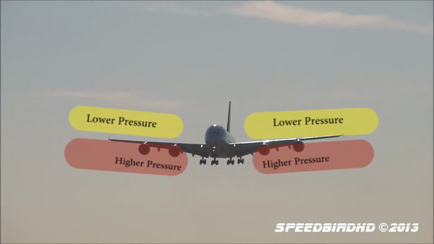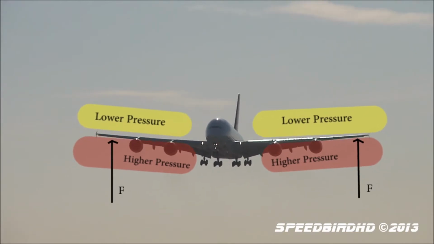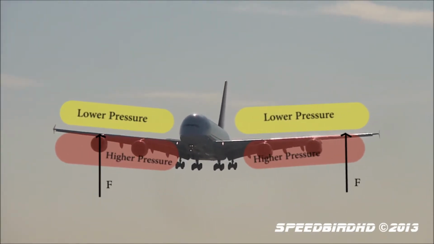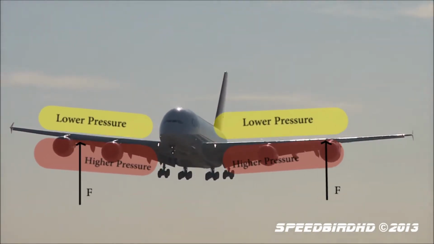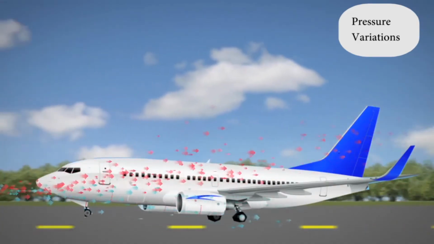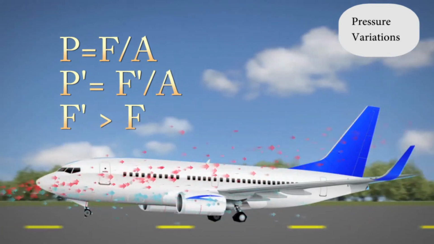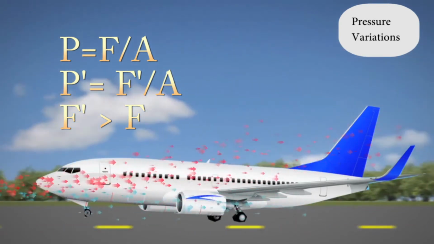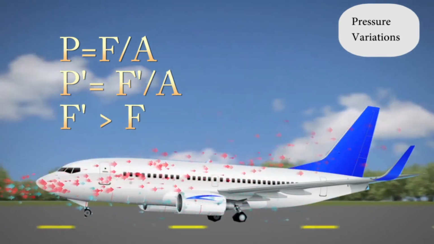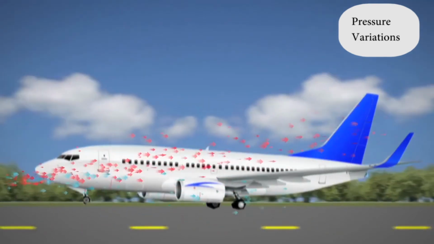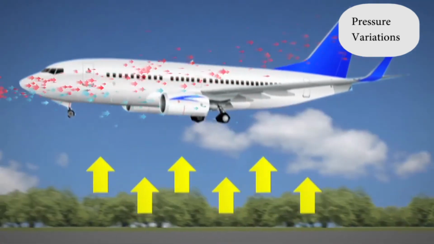When an airplane flies, there is a low pressure at the top of the wing and higher pressure at the bottom. This difference in pressure creates a net force up. We know that pressure equals the force over area. When there is a higher pressure P prime, the force has to be bigger, or F prime, because the area does not change. Since F prime is greater than F, there is a net force up.